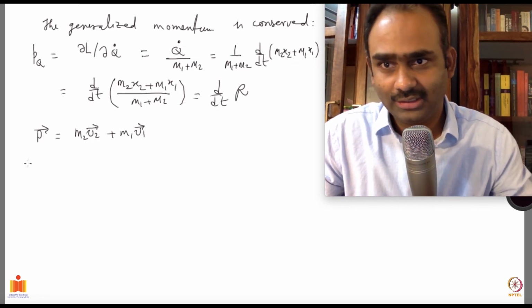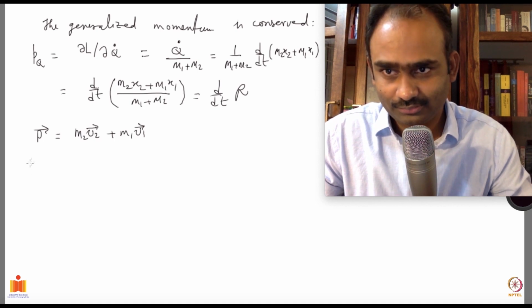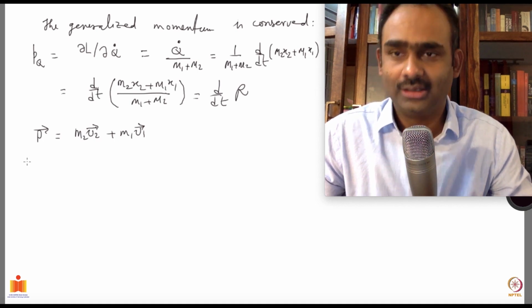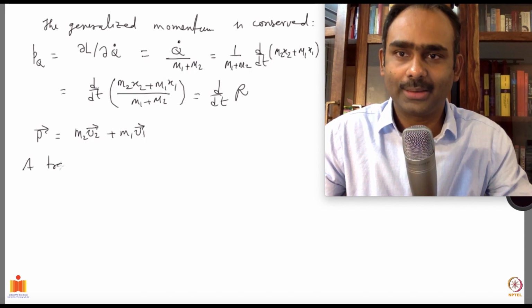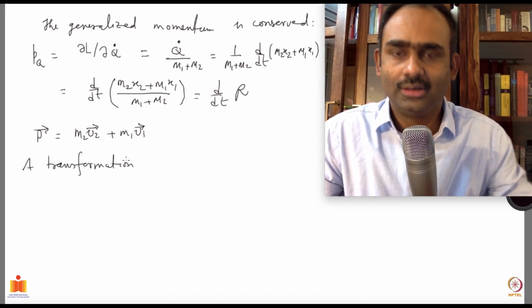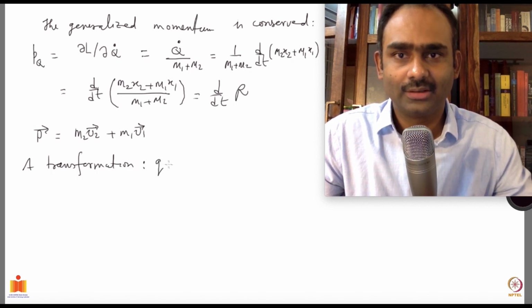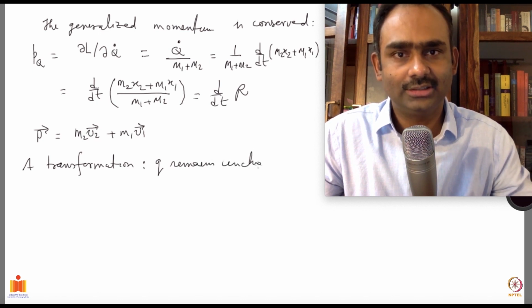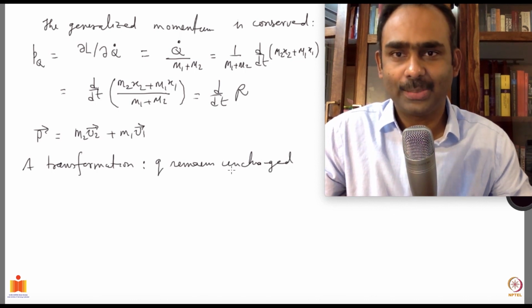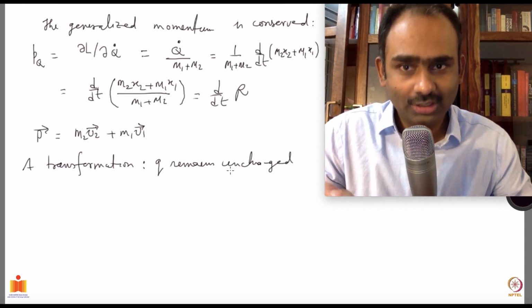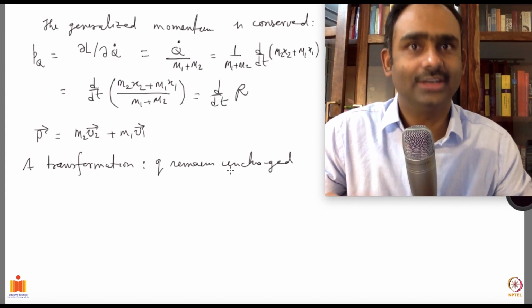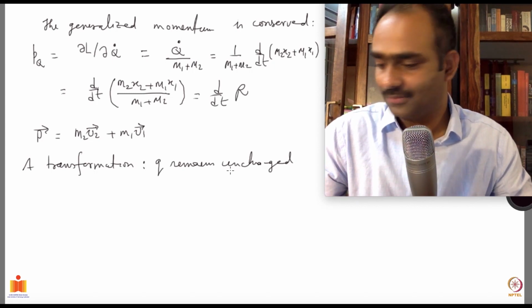So let's look at a transformation where your small q remains unchanged, and only capital Q changes. And I can do so because small q and capital Q are independent. If they were not, then I could not have done this.